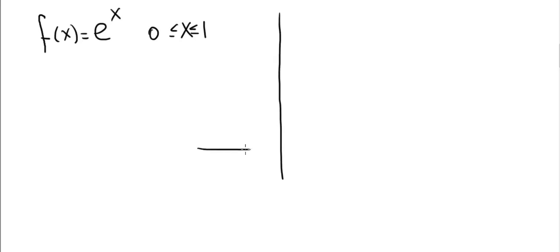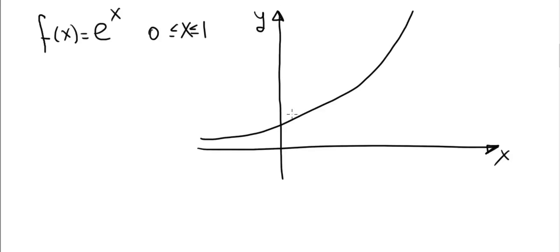We're going to find the arc length of f of x equal to e to the x over the interval from 0 to 1. Let's recall that the graph of e to the x looks like this. This is the graph of f of x equals e to the x. When x is 0, y is 1. When x is 1, y is e. And so we're interested in finding the length of this piece of the exponential function e to the x.